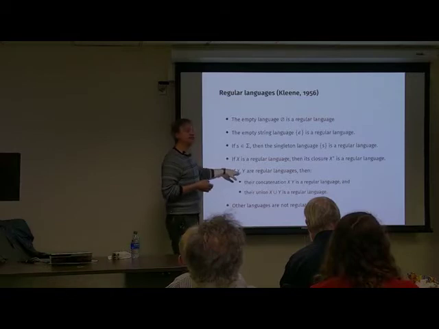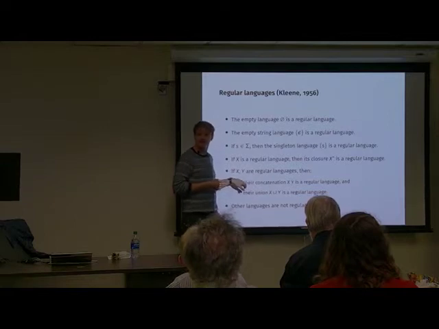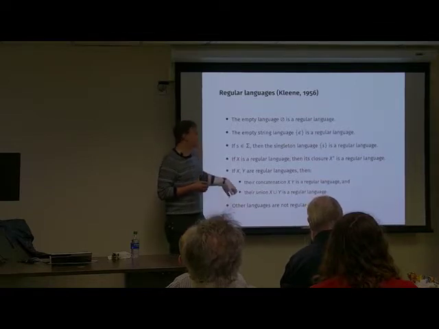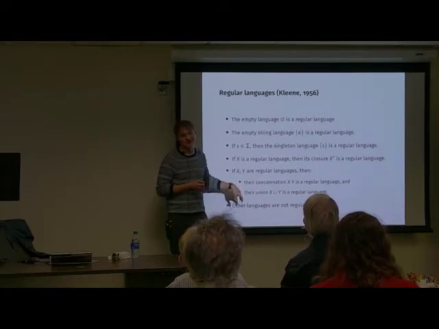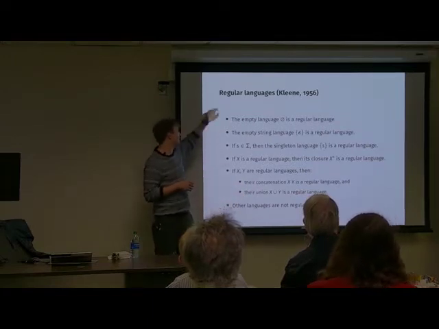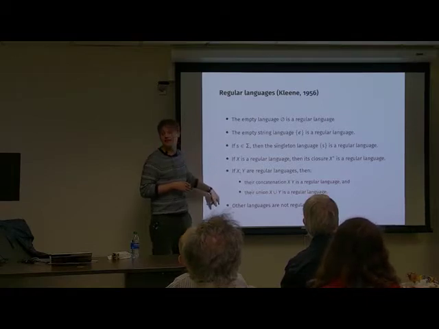And also, we have ways to combine two regular languages. If X and Y are both regular languages, then we're allowed to concatenate them and get a new regular language, or we can compute their union. We also get a new regular language. He doesn't mention intersection, but that works too. You don't need it, actually, in this definition. And everything else that cannot be derived using these steps is not a regular language.